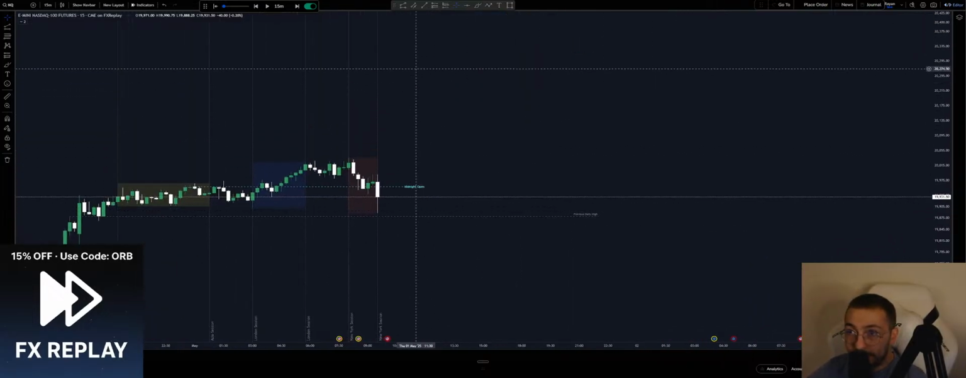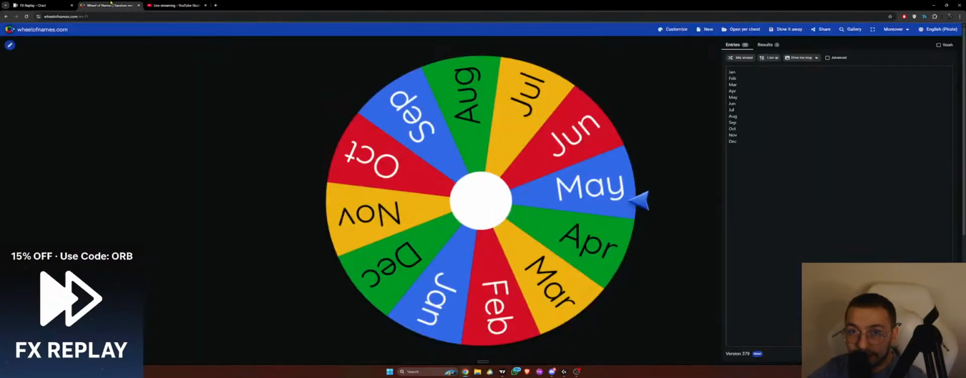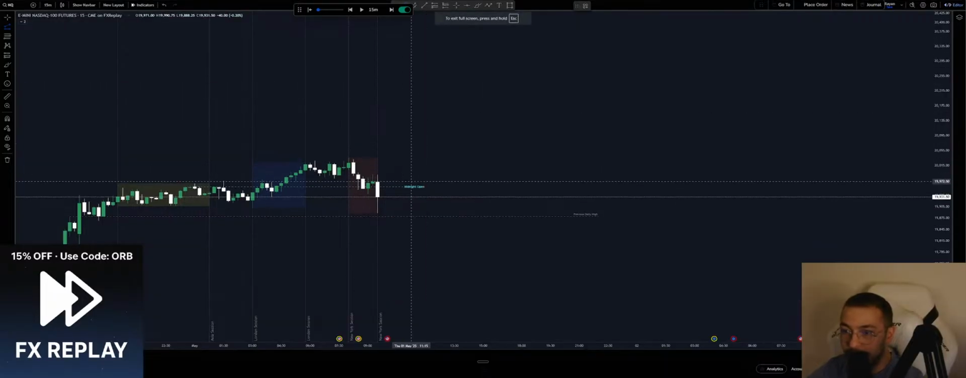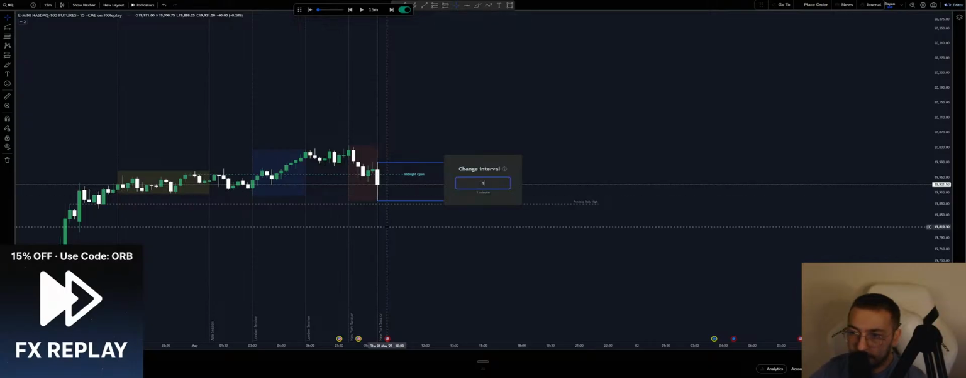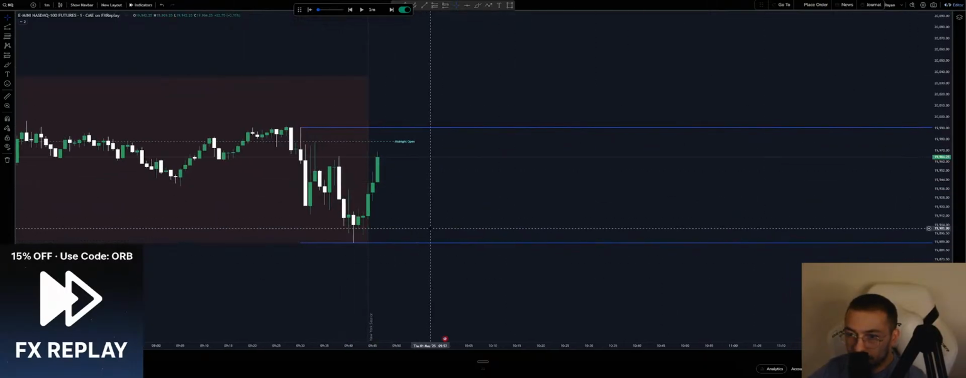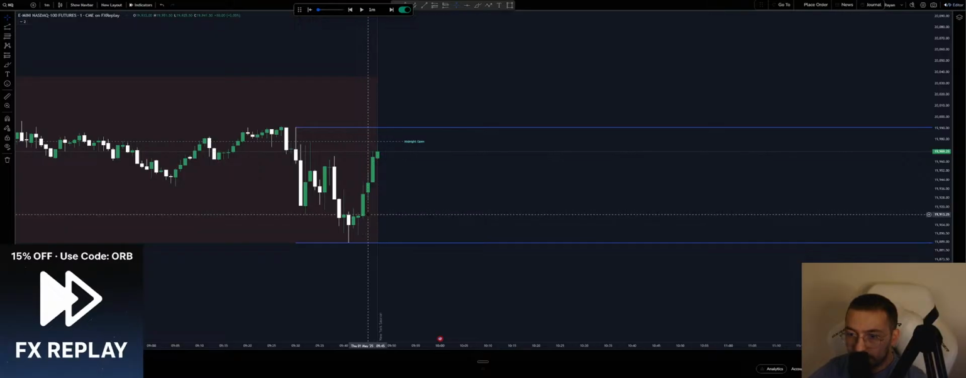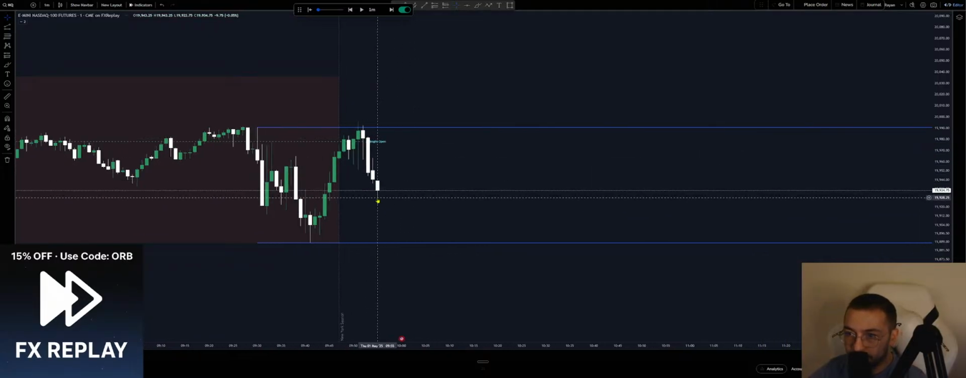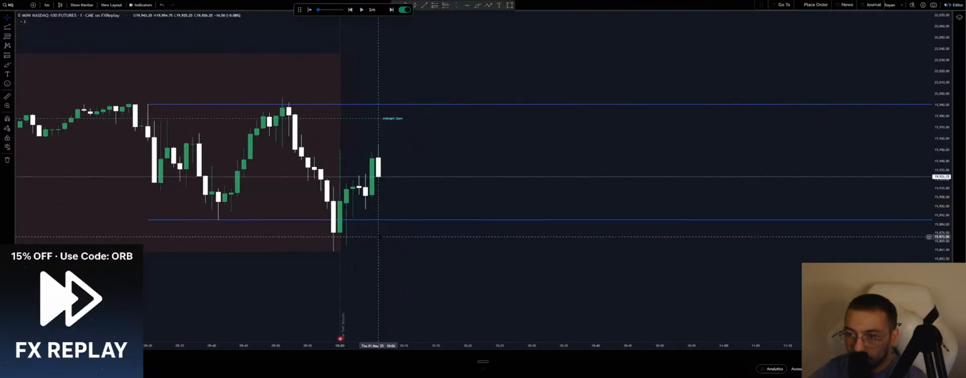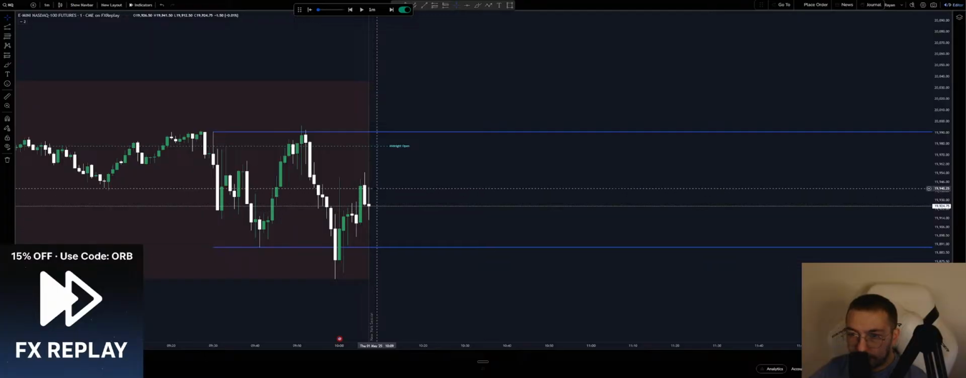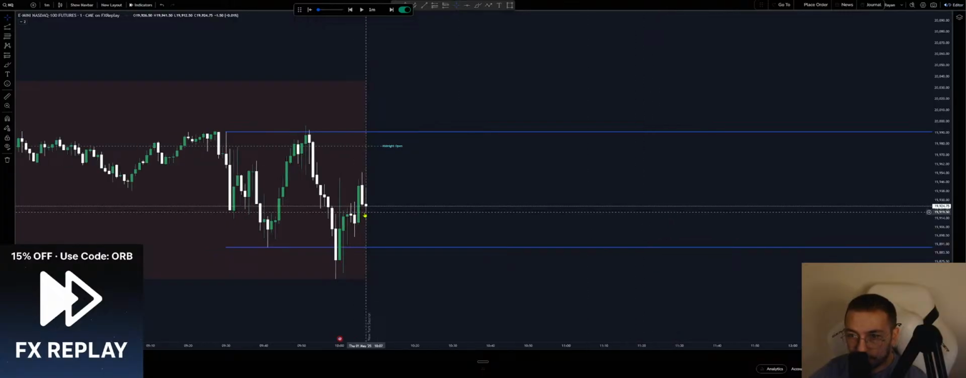So that's the strategy. I've never backtested it, so I just did the scroll wheel. It gave me May, so I'm gonna be starting with May. That's the high and the low of the 9:30 candle. We go to the 1 minute. So that is 9:46. We don't have an entry here, so we're gonna be waiting for 10 a.m. So 10:01 we look for entry. The trading hours are between 10 a.m. until 12 p.m.